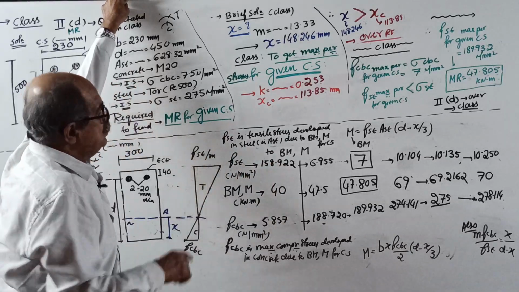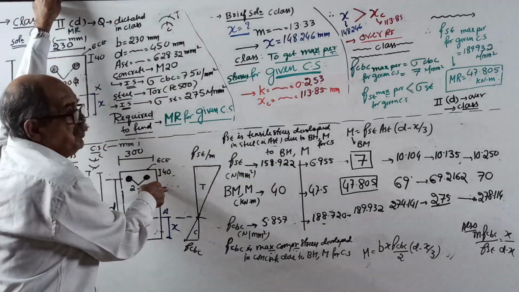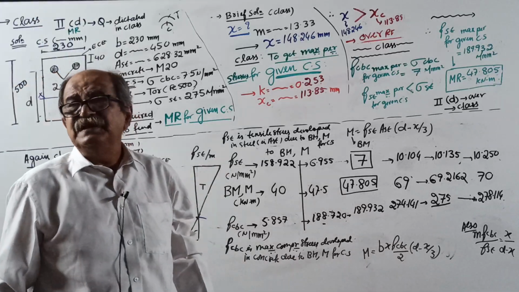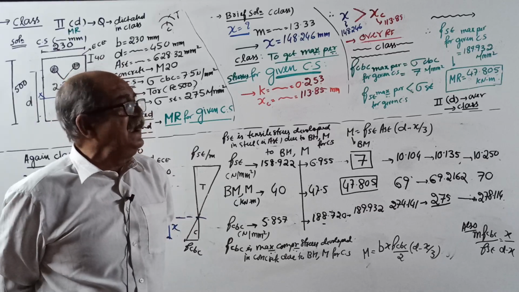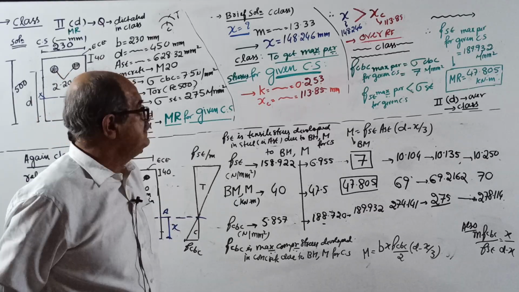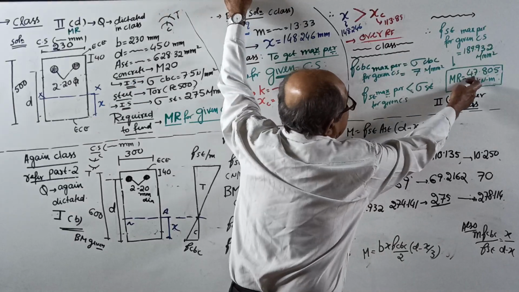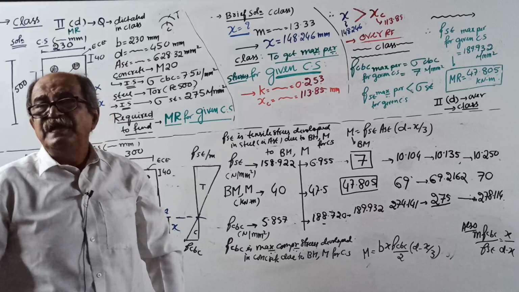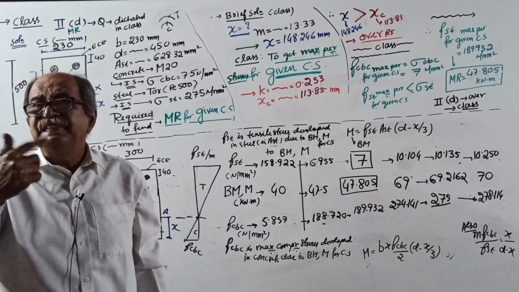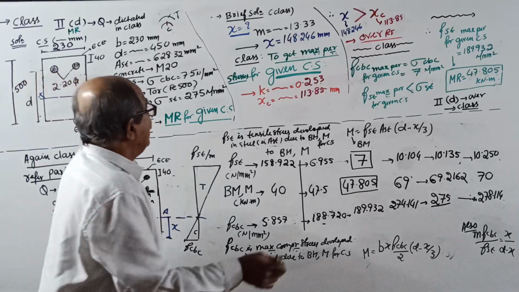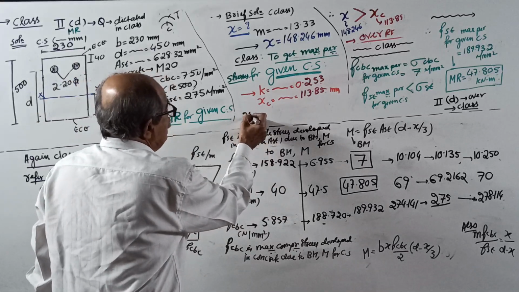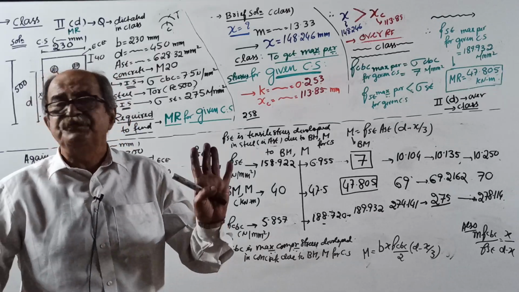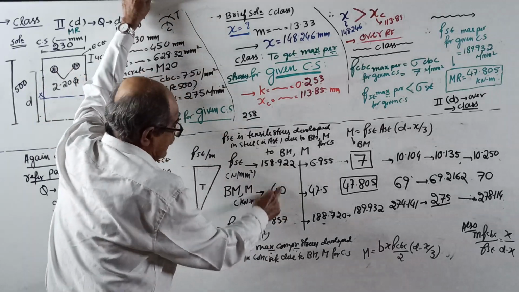Now, if you use M20 concrete and Fe 500 steel, then MR is 47.805. This bending moment is 40, which is less than MR. That is, you are eating something less than the money you have got. In the pocket you have got, how much did I tell last time? 258 rupees. Your bill came only 220 rupees. Safe. Both are lesser.